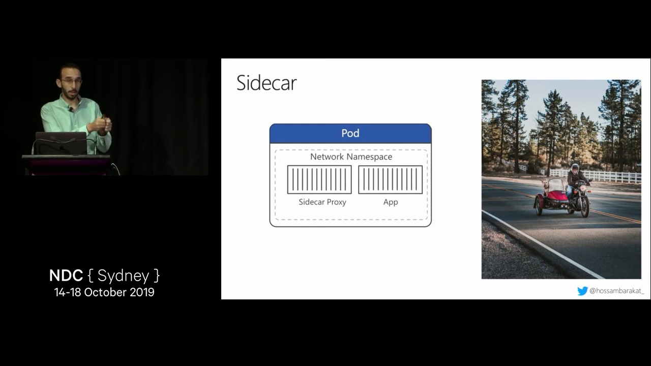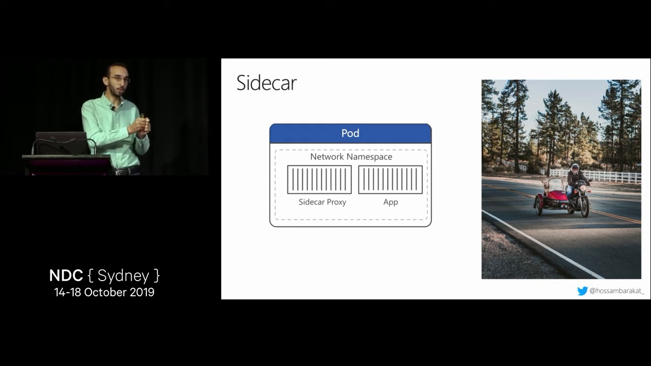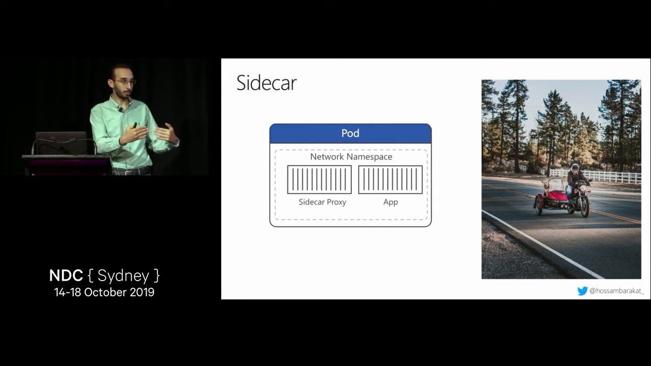You deploy your application inside a pod. The pod will contain two containers. The first one is your application, and the second one is the Sidecar Proxy provided from the service mesh.